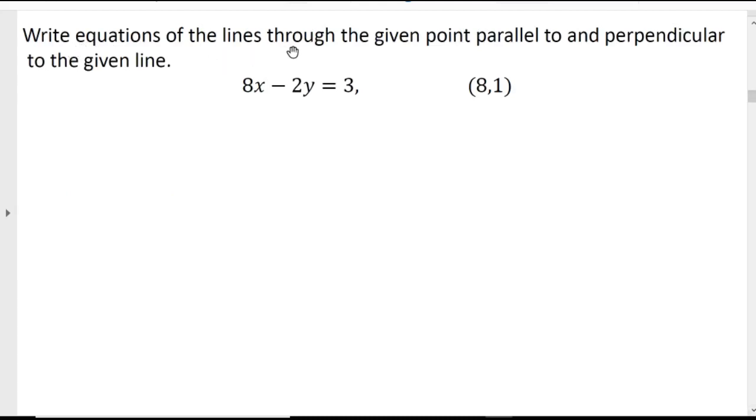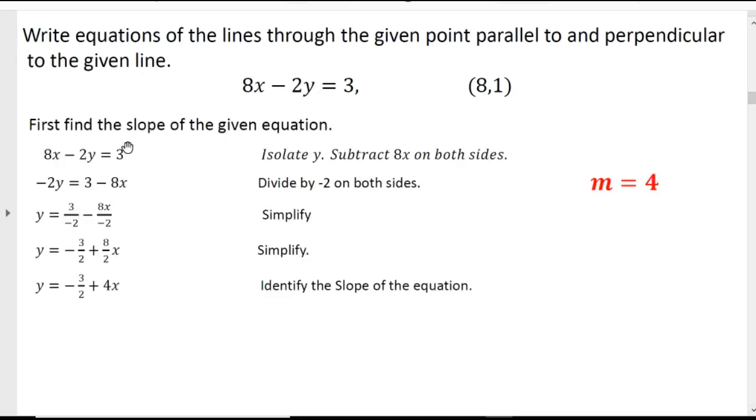Write equations of the lines through the given point, parallel to and perpendicular to the given line. Here they give me this line. The first step is to find the slope of that line. In order to find the slope of the given equation, we have 8x minus 2y equals 3. The first thing that we're going to do is solve for y. So I'm going to subtract 8x.